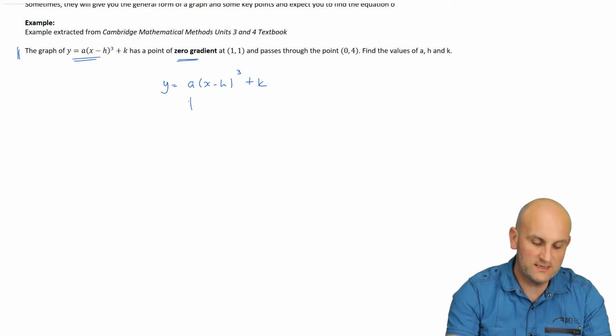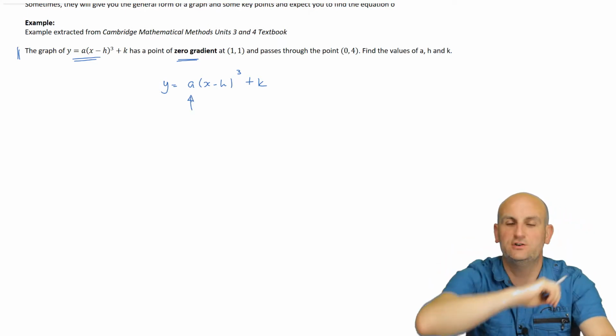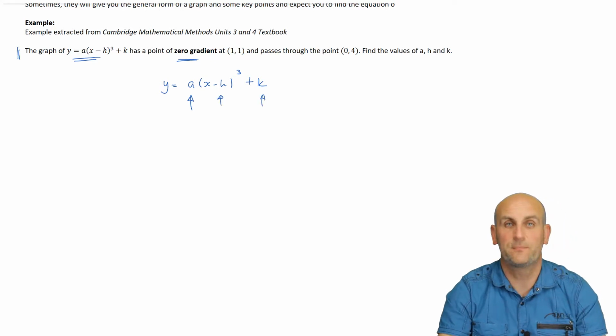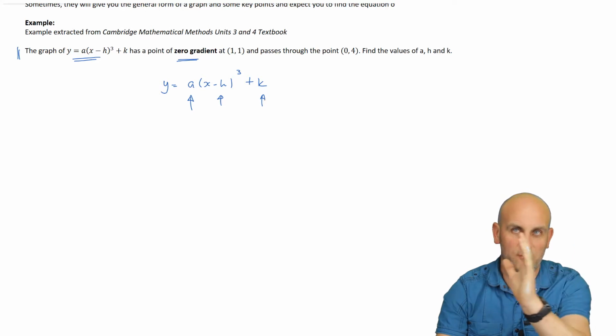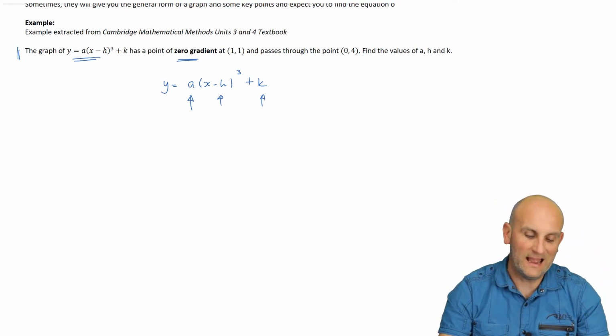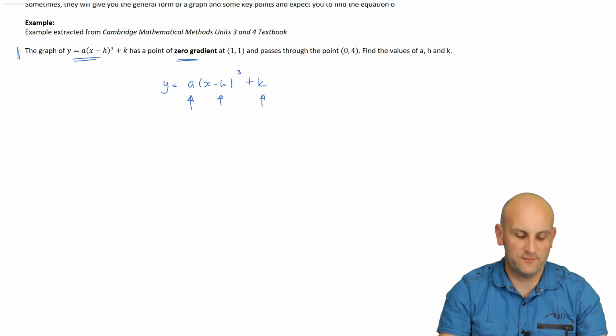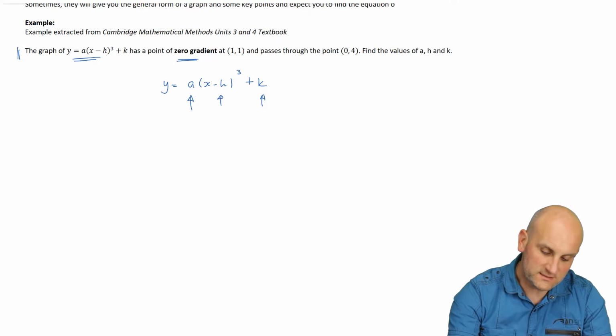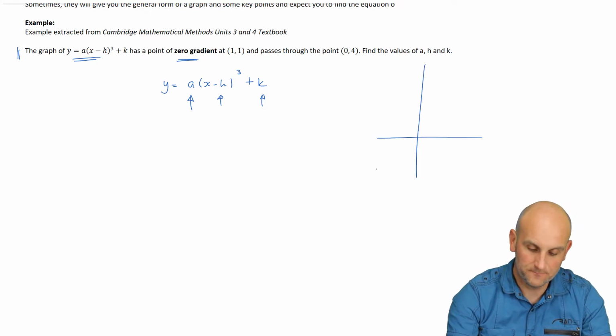So if you remember, this a is actually a dilation away from the x-axis. But what about this h and this k? Well, that's the translation vertically and horizontally. But how on earth do I use the information? What does this zero gradient at (1, 1) mean? Well, the first thing we need to realize is this is a cubic.